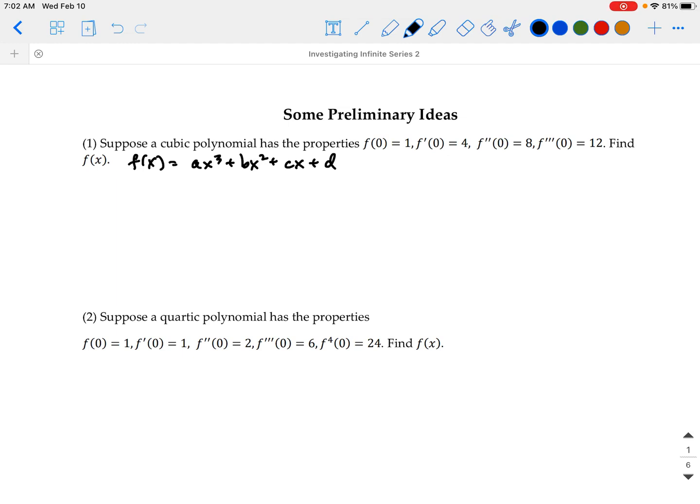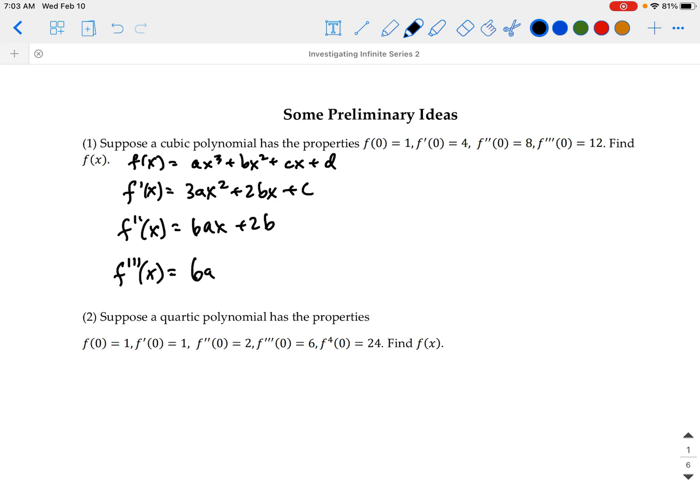So if we look at these values, we can clearly see the derivatives are going to be important. So instead of plugging in f of 0 equals 1 to start, let's just take all of our derivatives first and then consider our values. So we'll have f prime of x is 3ax squared plus 2bx plus c. f double prime is 6ax plus 2b. And then f triple prime is going to equal 6a.